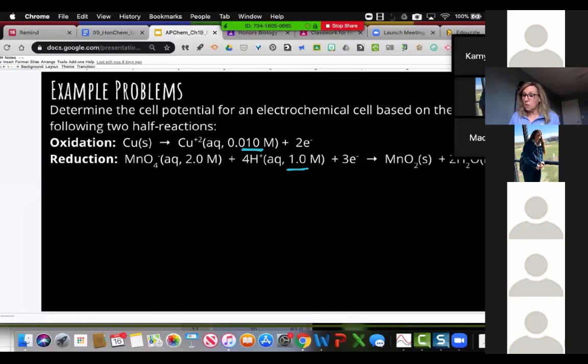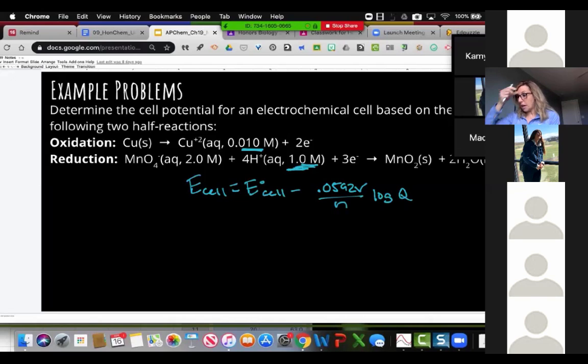So when we set this up, we're going to solve for E cell, and we need the standard E cell, which we're going to calculate in a minute, minus 0.0592 volts over N, which is our electrons, log Q. Okay, and the Q we're going to get from those concentrations because it is a non-standard situation. So let's start by looking at how many electrons are transferred. That's one of the things that we're going to need here.